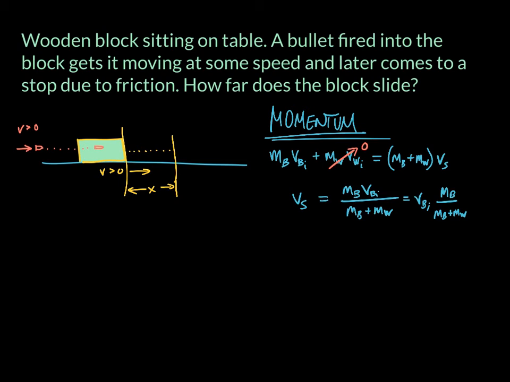So that means the speed of the bullet-block system is going to be some fraction of the speed of the bullet. That should make sense when you stop and think about the situation. So we have our statement. This will be what the speed of the combined system is. So that's one piece of the puzzle. Now we can do the energy part, all right?